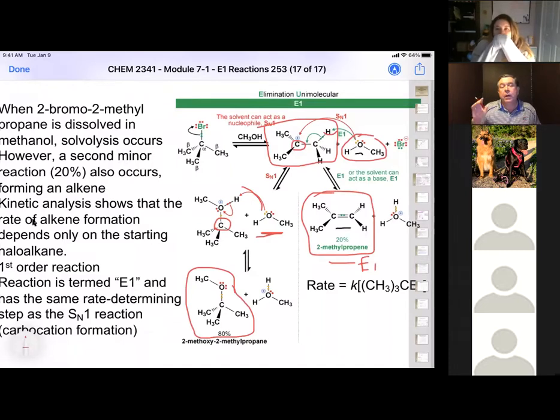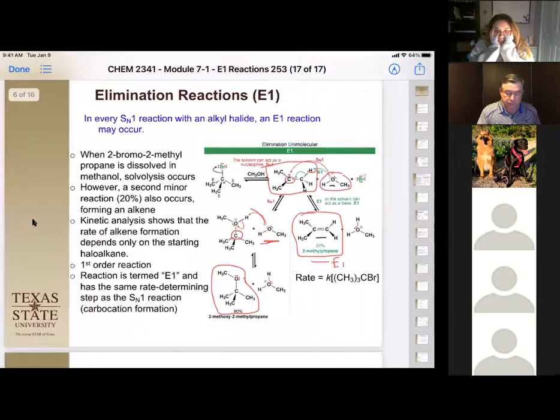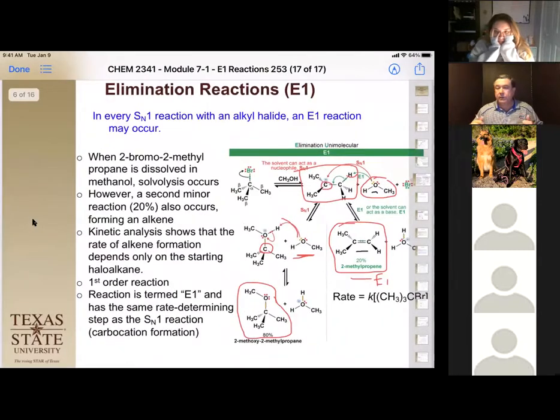Now, notice that we have a weak base in the system, and the weak base favors the Sn1 reaction. The stronger the base, the more it will favor the elimination reaction. Okay. All right, any questions?